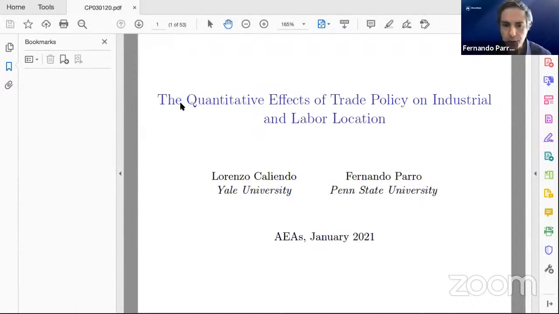Okay. Can you see my slides? Yes. So thank you, Andre, for organizing this session. This is work in progress, joint with Lorenzo. I'm going to start this presentation by looking at the data. Panel A shows the evolution of manufacturing employment and manufacturing establishments in the United States over the last 20 years. The green line shows a decline in manufacturing employment that has been very well documented in recent research.